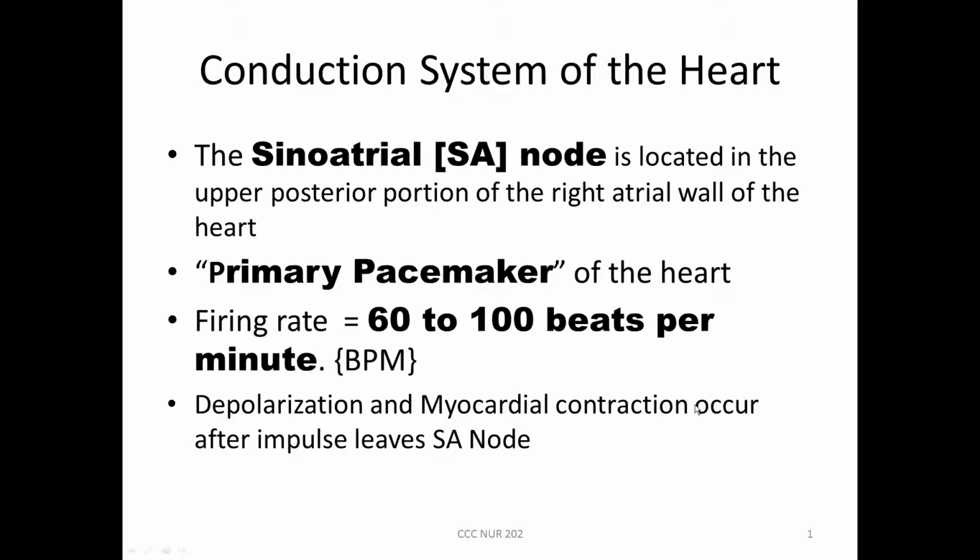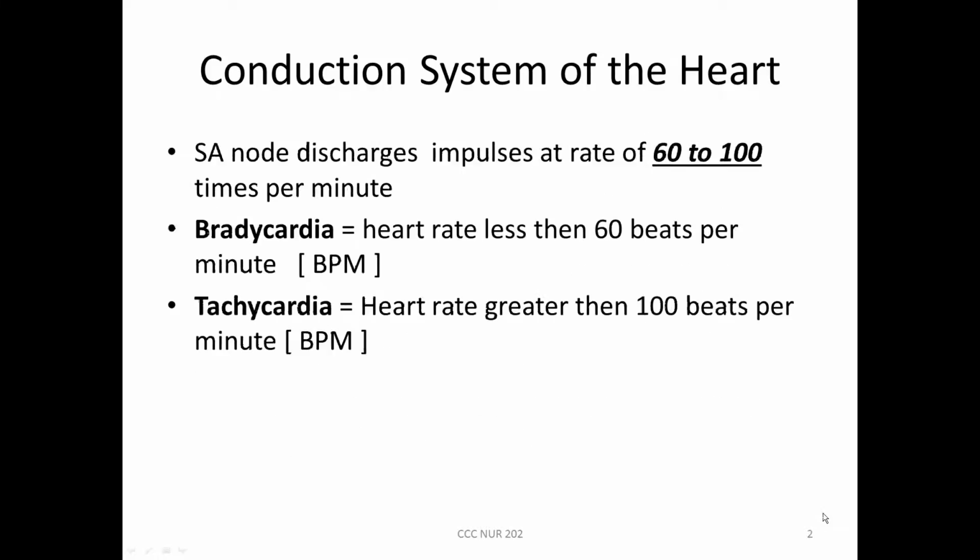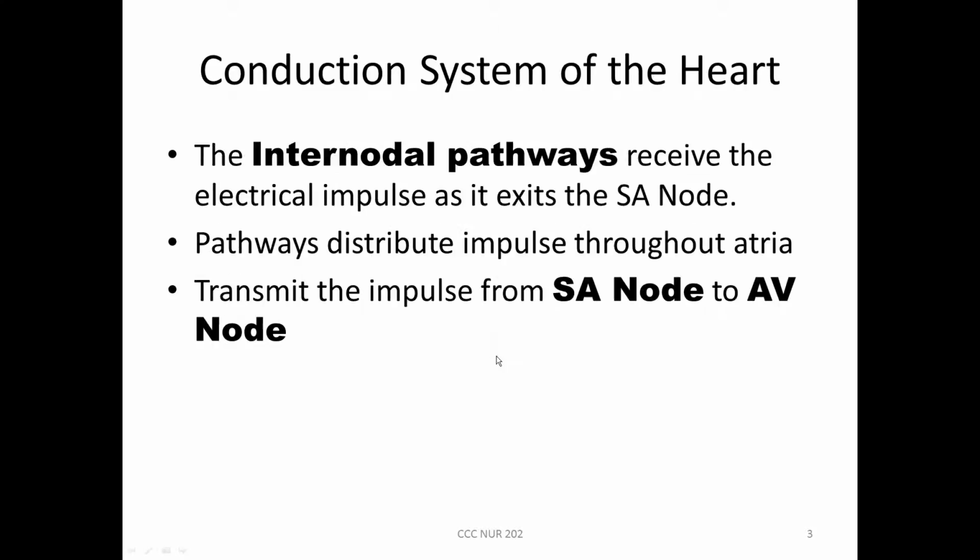The firing rate of the SA node is 60 to 100 beats per minute. So that would be how the SA node sets its pace. The SA node discharges impulses at a rate of 60 to 100, like I said, but if a patient is bradycardic, they have a heart rate less than 60 beats per minute. If they're tachycardic, they have a heart rate greater than 100 beats per minute.